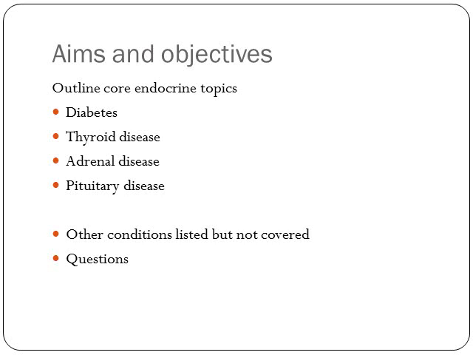So, aims and objectives. I'm going to outline the core endocrine topics. We're going to first look at diabetes, and then thyroid disease, adrenal disease, pituitary disease. I'm going to have a quick talk about some other conditions that you may or may not need to know about, but I'm not going to cover them in detail, and then I've got just a few questions at the end.